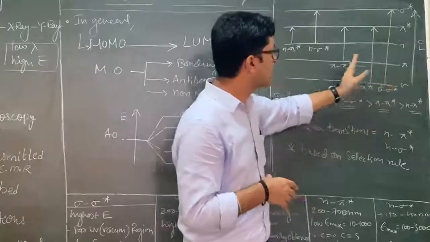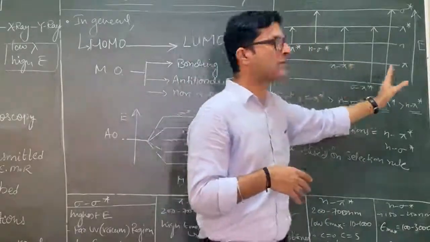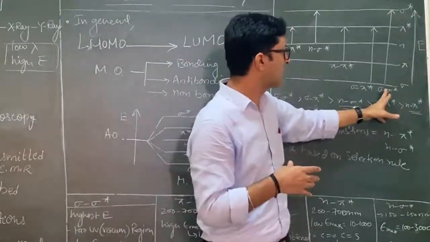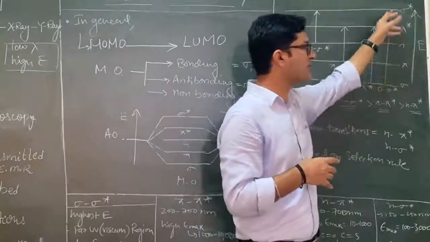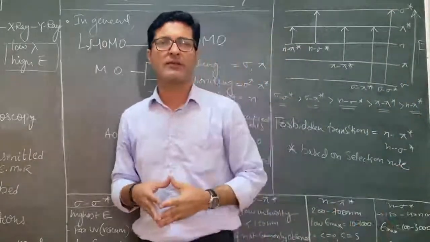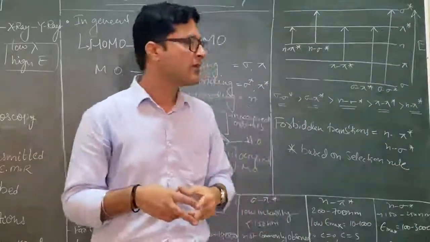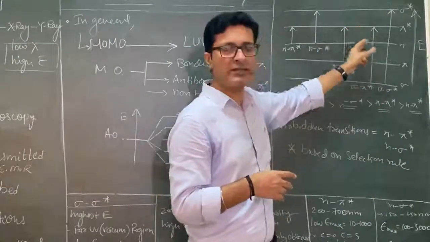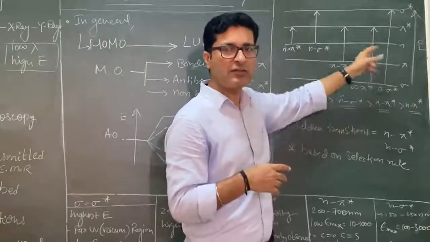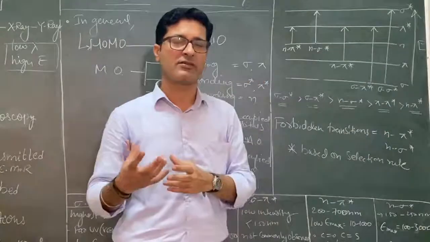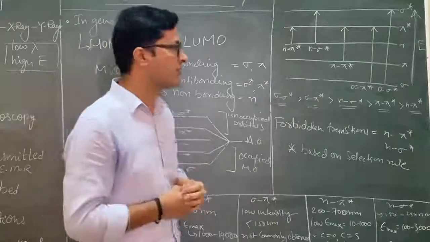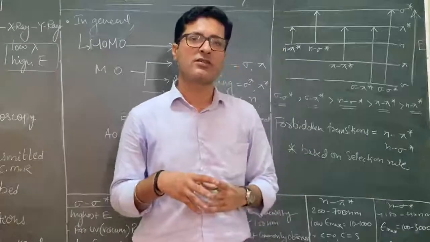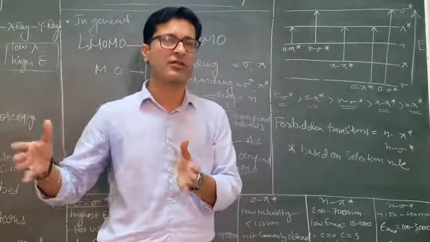By looking at these arrow lines, we can easily compare the energy requirement. As we can see, the sigma to sigma star transition is the longest transition, so it requires the highest amount of energy. After that, the second one is the sigma to pi star, which has the second highest energy gap, so it requires the second highest energy to cause this electronic transition. Similarly, all such transitions are categorized in terms of energy requirement.